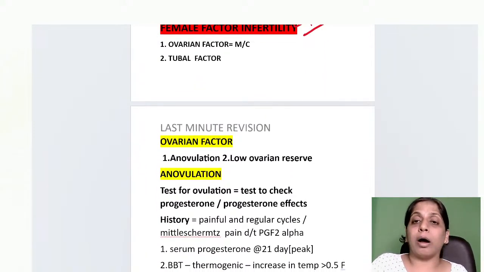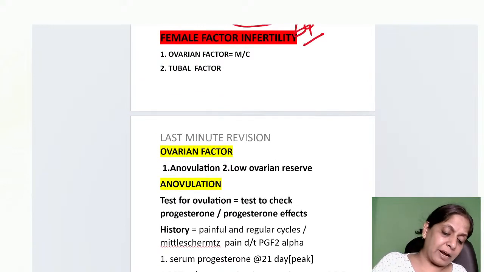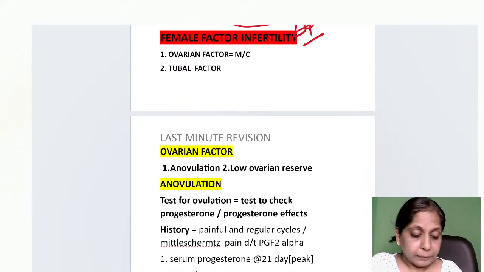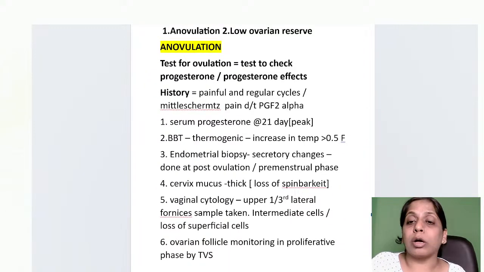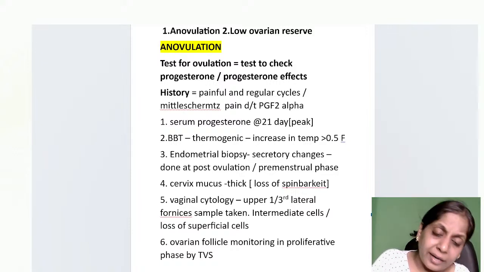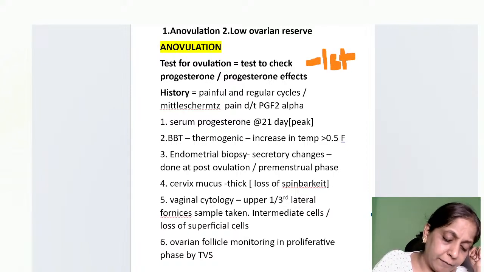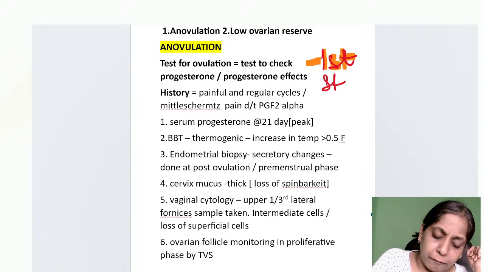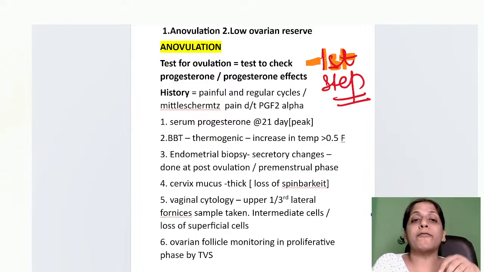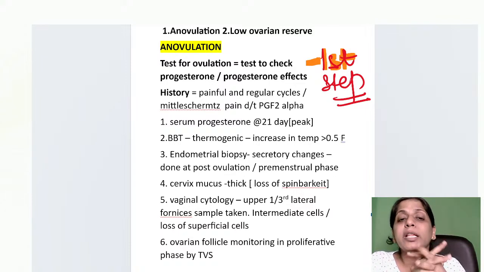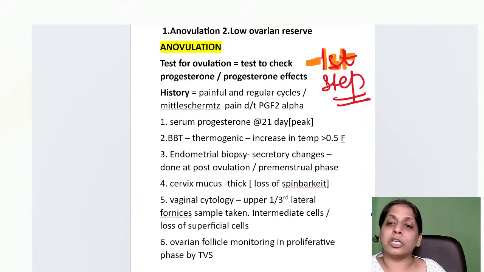The factors for female factor infertility are ovarian and tubal. For the ovarian factor, the most common cause is anovulation. Ovulation does not occur, and to check whether ovulation is occurring or not is the first step in female infertility. How you check ovulation is by the presence of progesterone. If progesterone is present, then of course the corpus luteum was formed and ovulation has occurred.